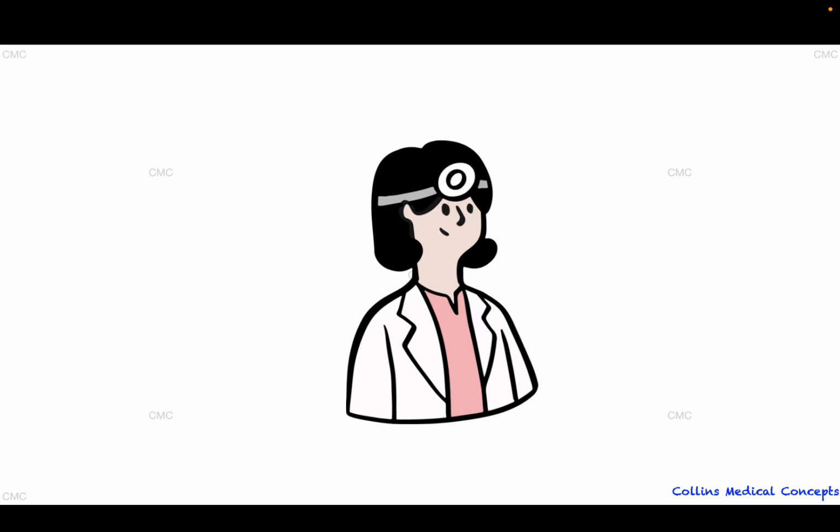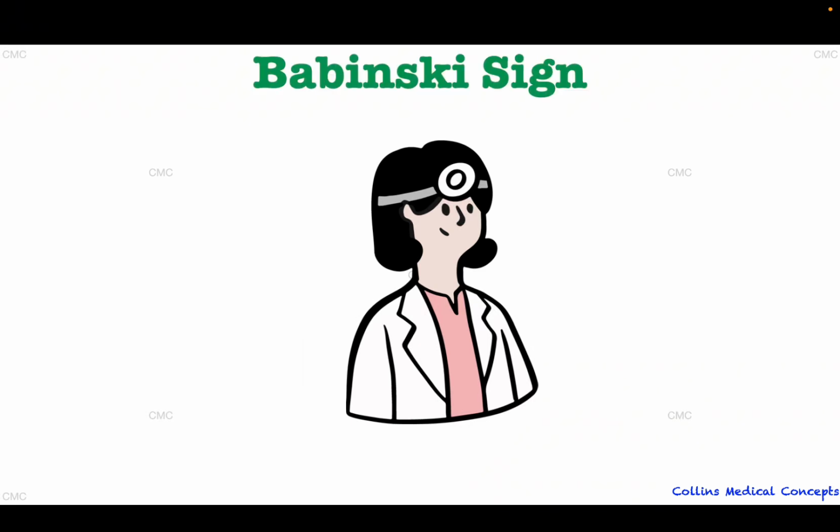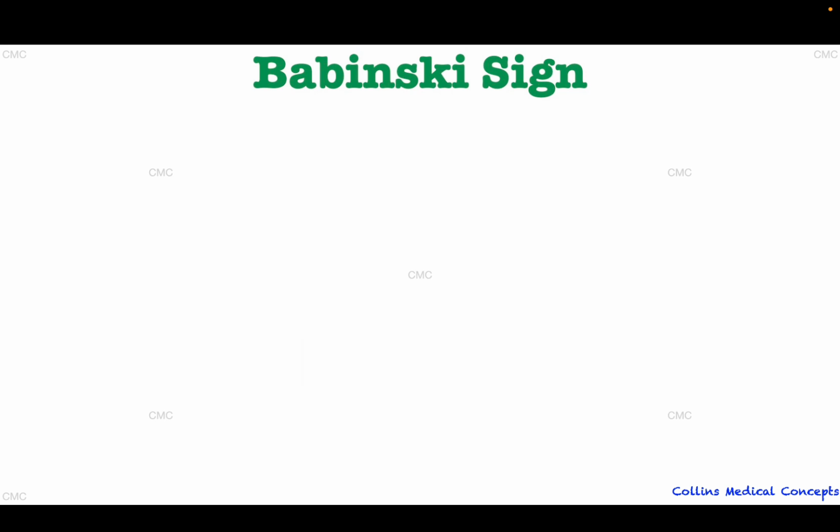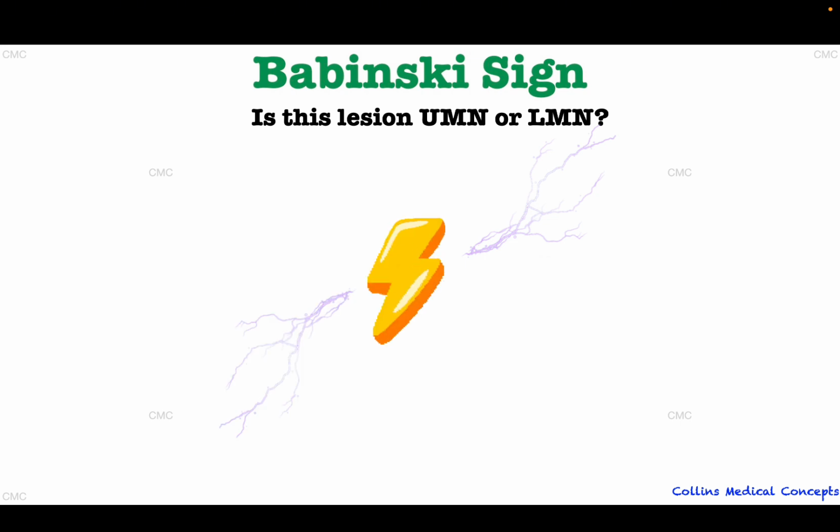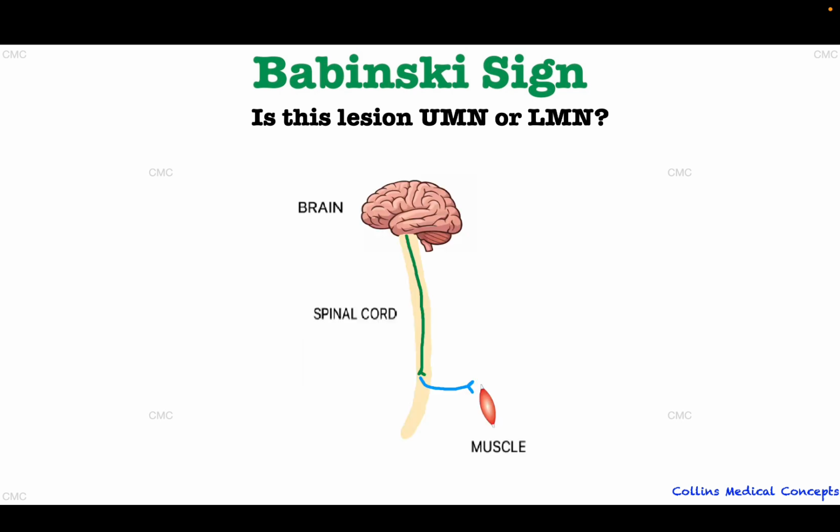Hello, I'm Dr. Collins, and in this clinical examination video, we are going to explore the Babinski sign, which is one of the key signs in distinguishing upper motor neuron lesions from lower motor neuron lesions. Before we demonstrate the Babinski sign, let's have a brief recap of what upper and lower motor neurons and their lesions mean, so that we can really appreciate what this sign tests for.